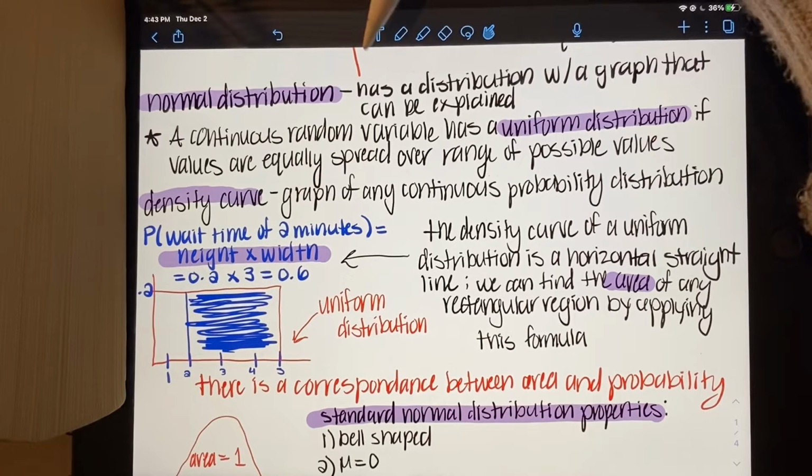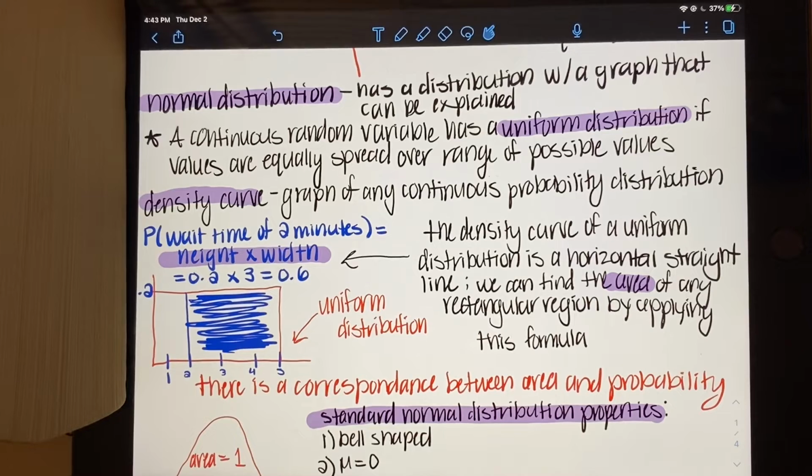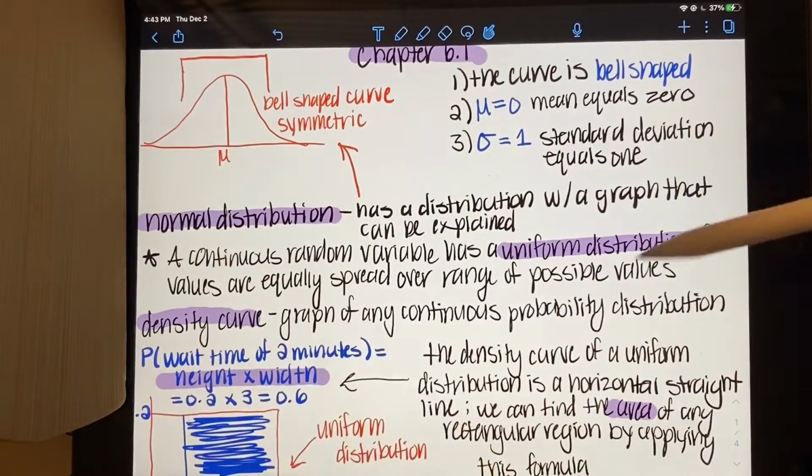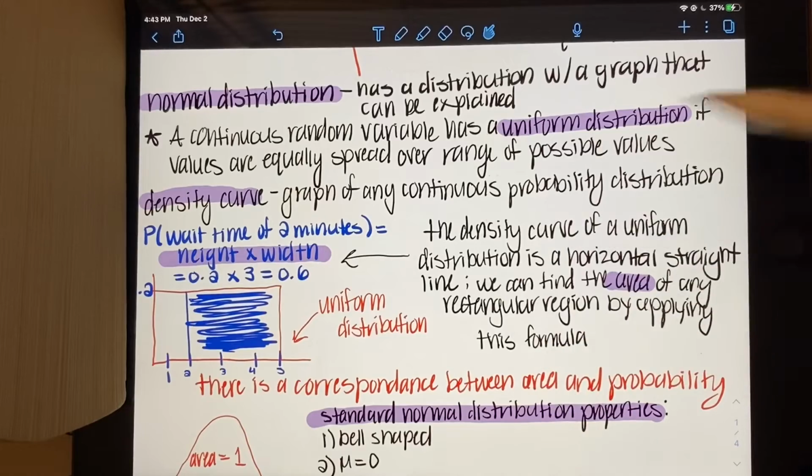So a normal distribution has a graph that can typically be explained by an equation. A continuous random variable has a uniform distribution if the values are equally spread over a range of possible values. And a density curve is a graph of any continuous probability distribution. Because the total area under a graph here equals 1, there's a correspondence between area and probability.